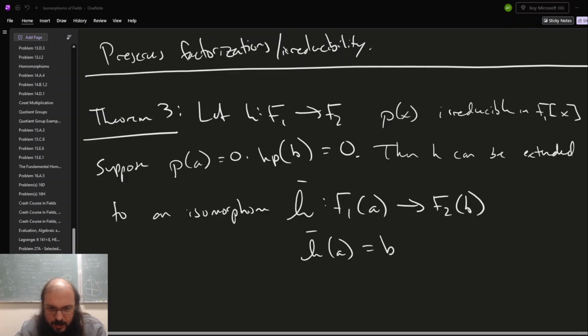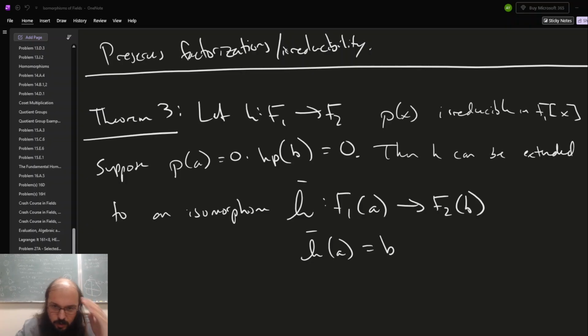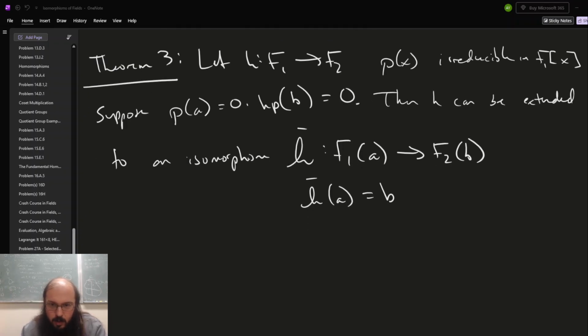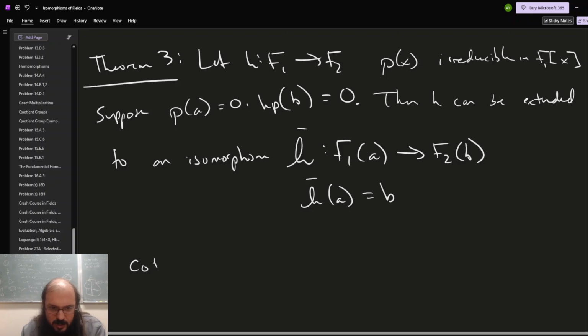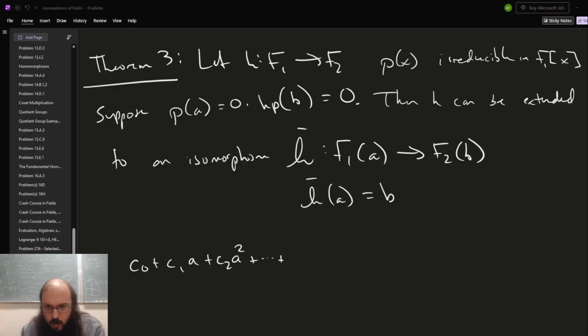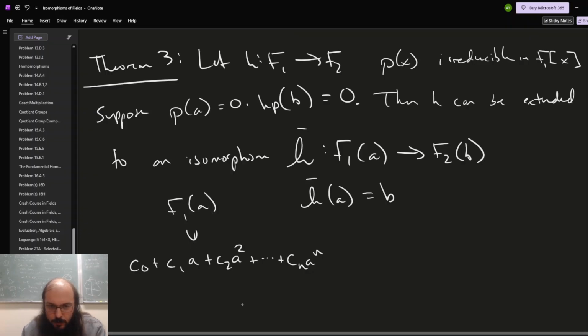The proof of this fact is not so bad. Essentially, we're going to unravel all the definitions of the things that we're talking about with this notation. So to start with, what are the elements of F1 of A? Those are polynomials in powers of A. And so I get something like C0 plus C1A plus C2A squared and so on up to some CNAN. This is what it means to be an element of F1 of A. All the C's, those guys live in F1. And similarly with F2.